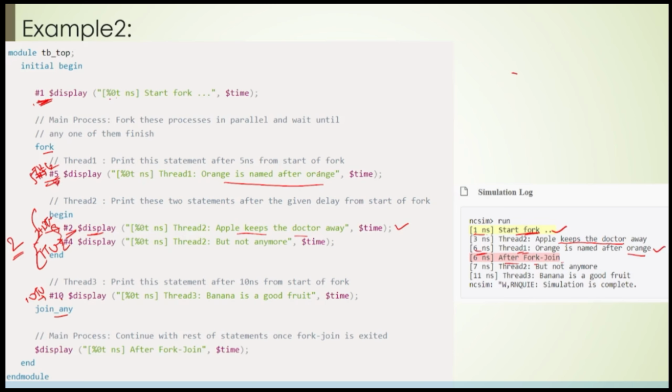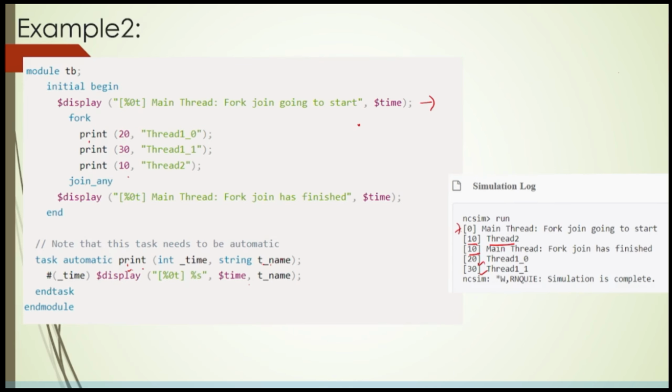Now what happens, since the first process is completed, because your first process or first thread consists of only one statement, and that one statement is executed, that means process 1 is completed. Since process 1 is completed, the simulator will come out of the fork join any. Now after the fork join any, this is the thing that will be displayed. Along with it, the remaining two will be executed based on the time delays. At 7 and at 10, thread 2 and thread 3 are executed. So this is the main difference between fork join and fork join any.